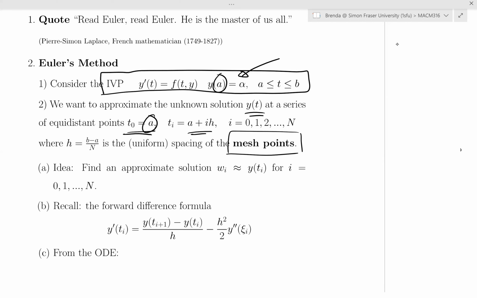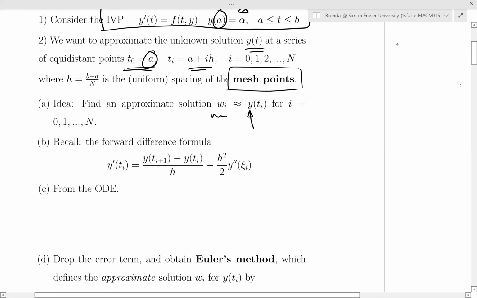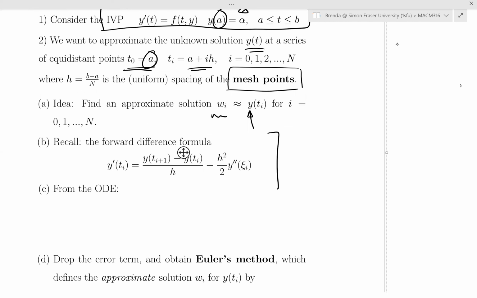We are going to call the approximate solution W of I, and the exact solution is Y. So W of I is going to be approximately Y at Ti, for I equal to 0 to n, which are our mesh points. Euler's method is based on the forward difference formula.